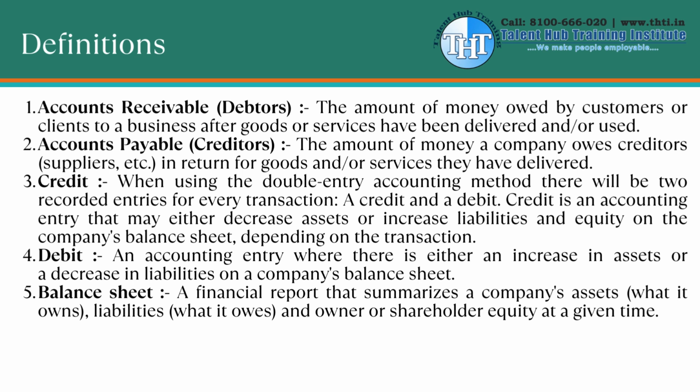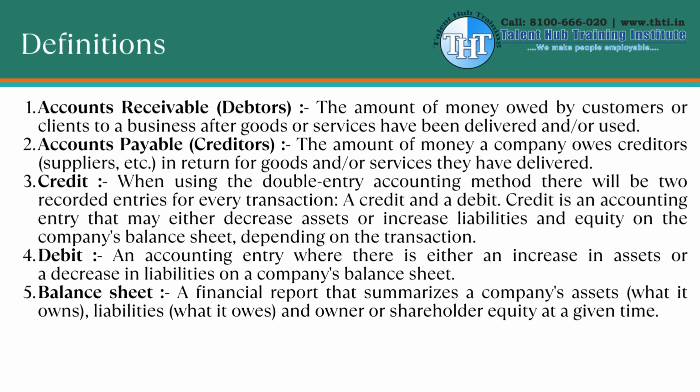Credit. When using the double entry accounting method, there will be two recorded entries for every transaction, a credit and a debit. Credit is an accounting entry that may either decrease assets or increase liabilities and equity on the company's balance sheet, depending on the transaction. Debit, an accounting entry where there is either an increase in assets or a decrease in liabilities on a company's balance sheet.